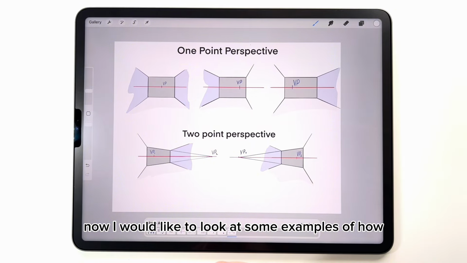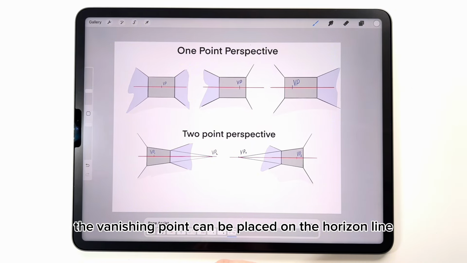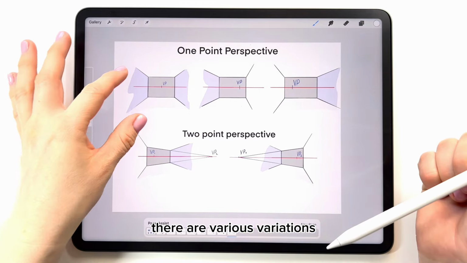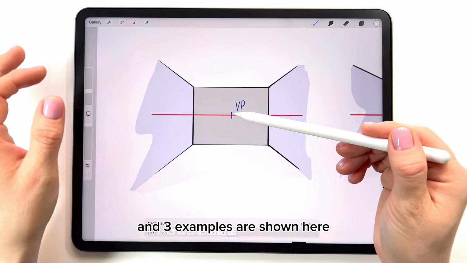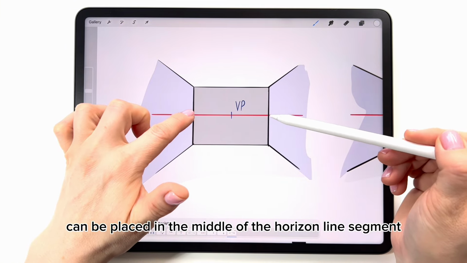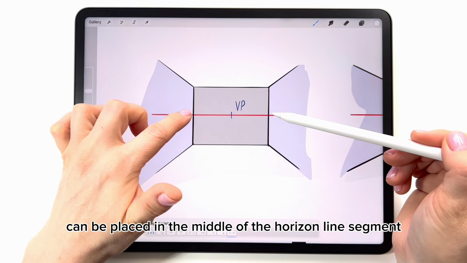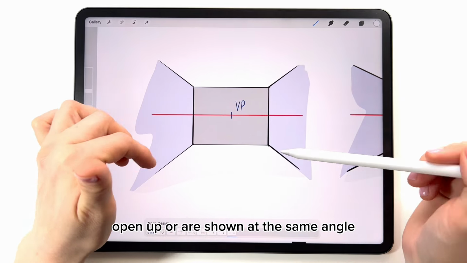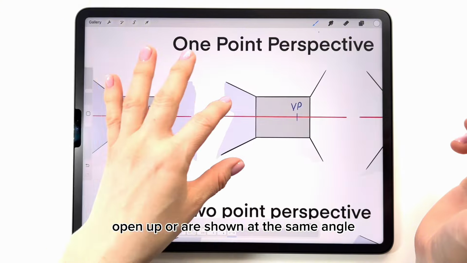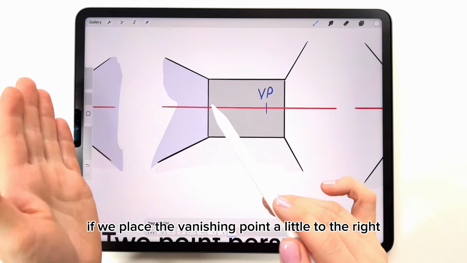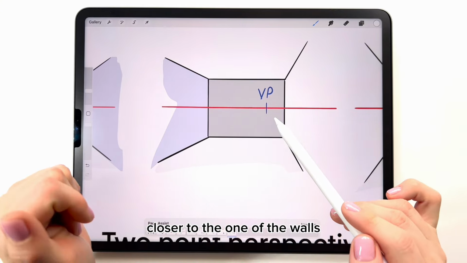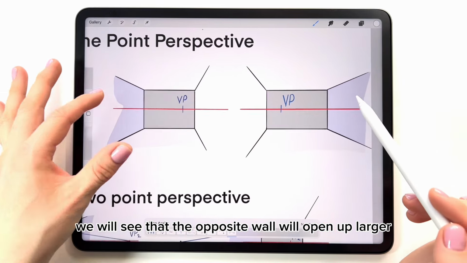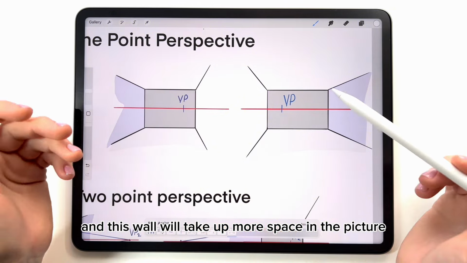Now I would like to look at some examples of how the vanishing point can be placed on the horizon line. There are various variations, and 3 examples are shown here. For instance, the vanishing point can be placed in the middle of the horizon line segment. In this case, the 2 walls, the left and the right one, open up or are shown at the same angle. If we place the vanishing point a little to the right, closer to one of the walls, we will see that the opposite wall will open up larger, and this wall will take up more space in the picture.